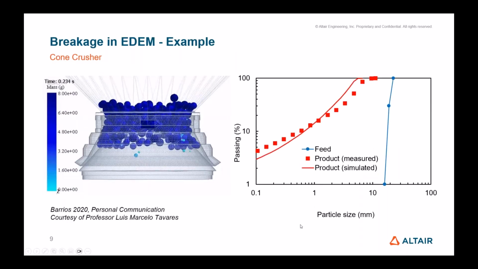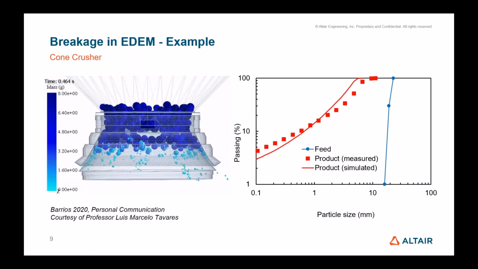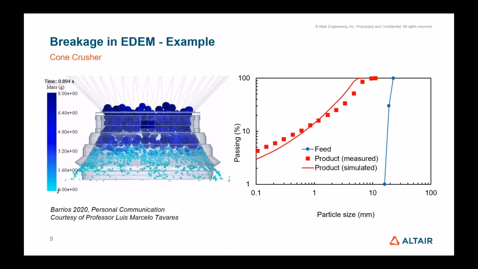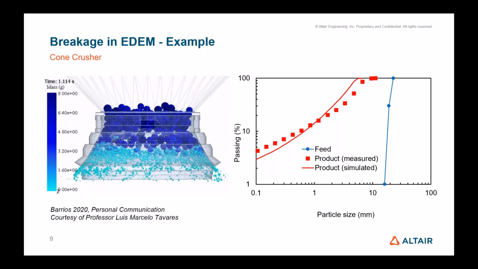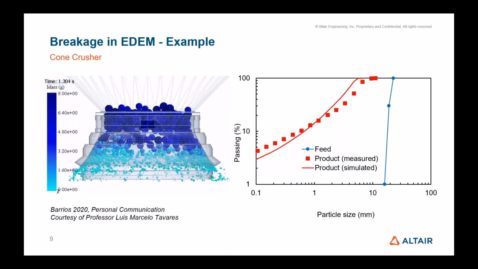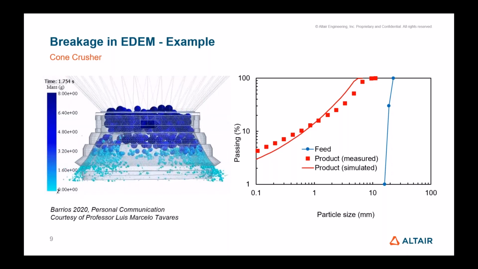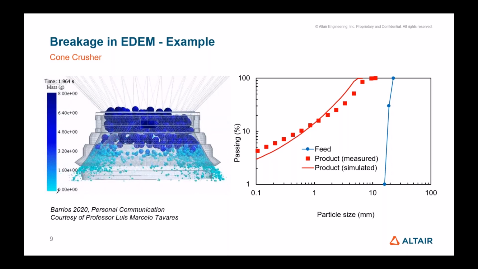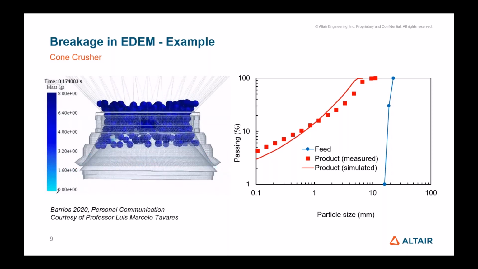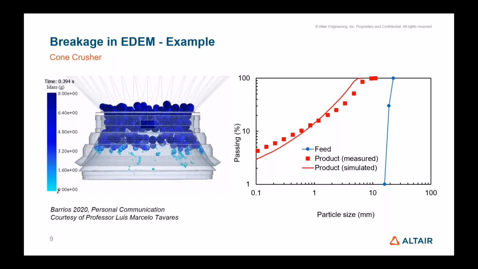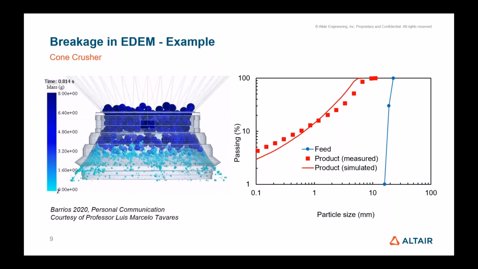A quick example, just to give you a bit of a flavor of what we're talking about in more practical terms, is that cone crusher, which is coming courtesy of Professor Tavares. On the left side, you can see the cone crusher equipment processing a few particles. In that case, they are colored by mass, and the clearer the color, the smaller the particles obviously are.